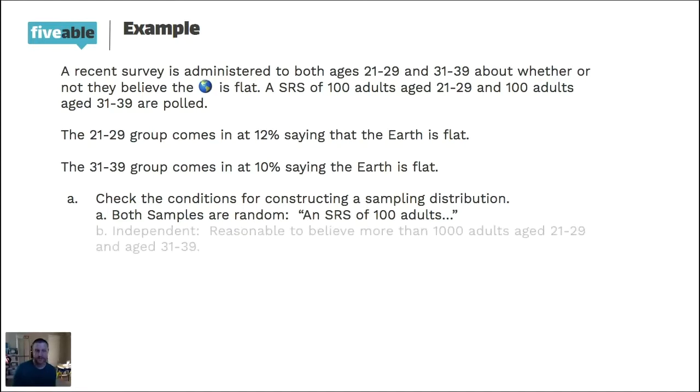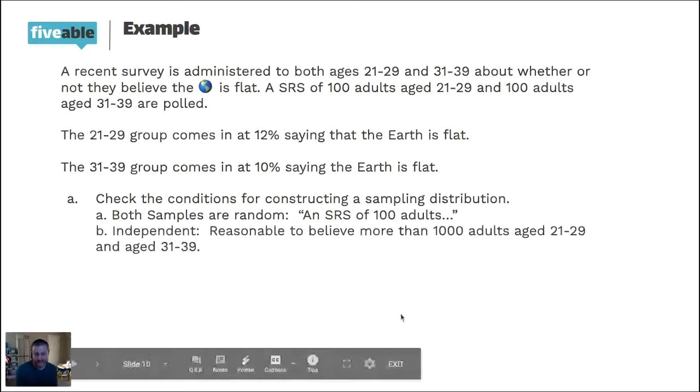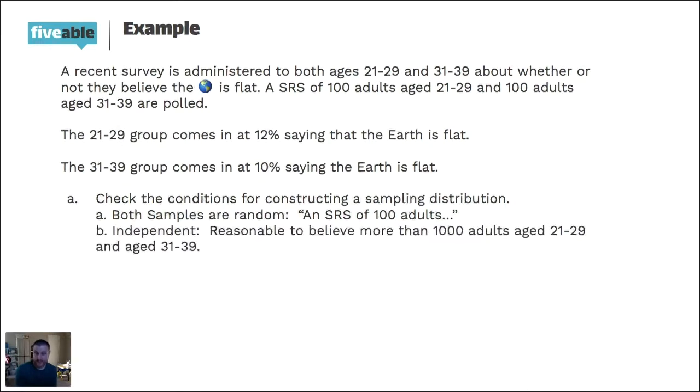All right. Oh, I forgot to ask about the next one. Independent. Yes, it is reasonable to believe that there are more than 1,000 adults in both age groups. Okay, that's definitely reasonable to believe, right? We're talking about all adults. It didn't even say U.S. where they polled them. It could be all around the earth that may or may not be flat.